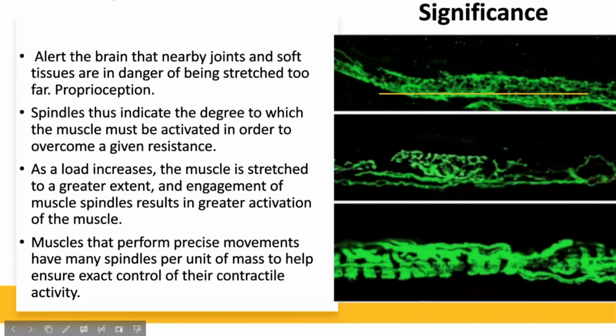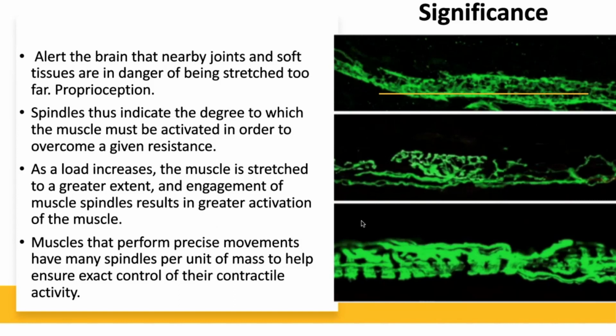Okay, now we're going to go over the significance. So, muscle spindles alert the brain that nearby joints and soft tissues are in danger of being stretched too far, which is what I was saying, proprioception. The spindles thus indicate the degree to which the muscle must be activated in order to overcome a given resistance. As a load increases, the muscle is stretched to a greater extent, and engagement of the muscle spindle results in a greater activation of the muscle.